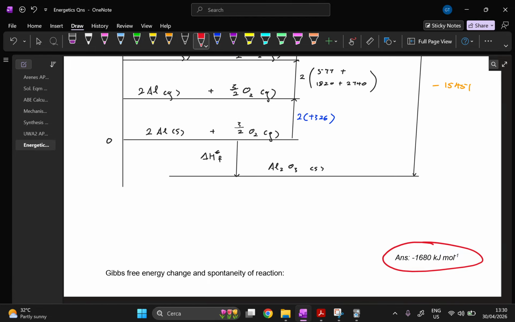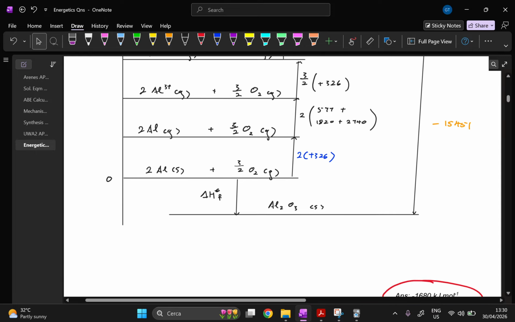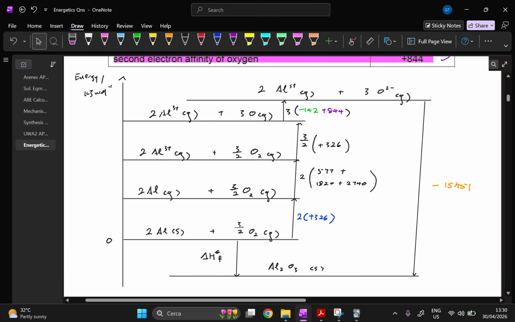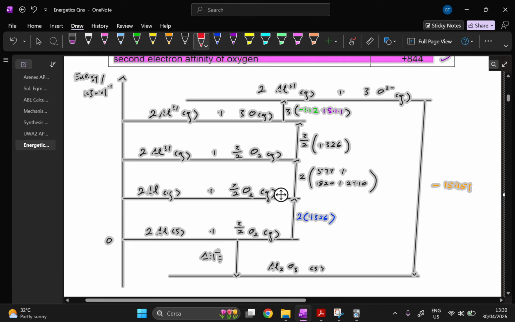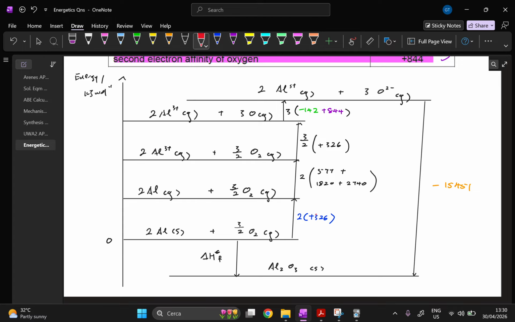But just to show you again, as a general rule of thumb, when you are doing energy cycles, please know that when you are going in the direction of the arrow, you use the sign that is given. If you are going against the direction of the arrow, then you need to flip the sign. So in this case, that's the other thing I love about Born-Haber cycle. You notice, especially for Born-Haber cycles that ask you to find HF, there are no arrows that you need to go against.